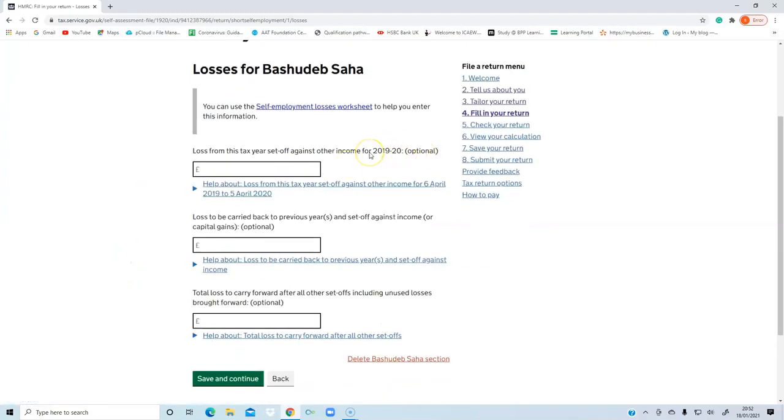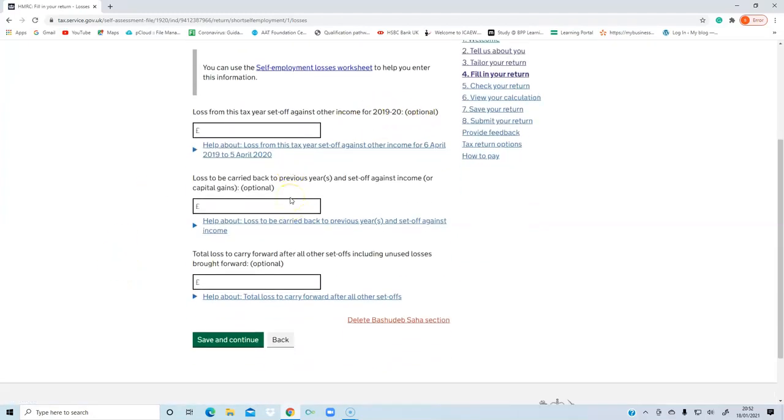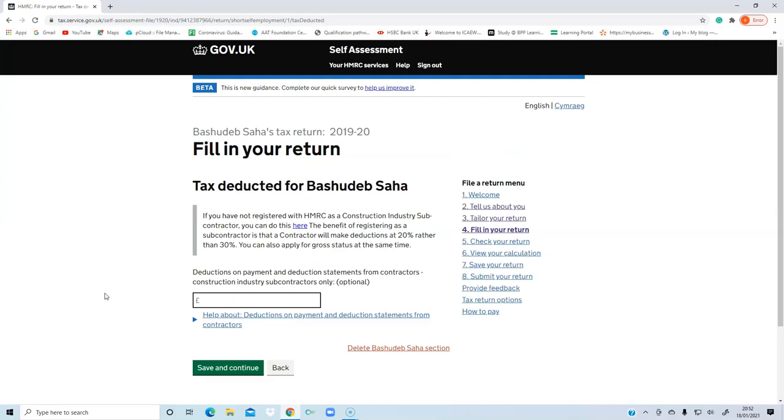Any loss from this year or last year. Remember, if you're self-employed, you can always carry forward your loss for the last 3 years. So if you have any, you can do that. But for me, we have a profit, so you don't have to do anything. Don't have to fill anything.